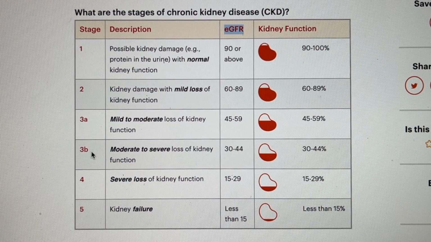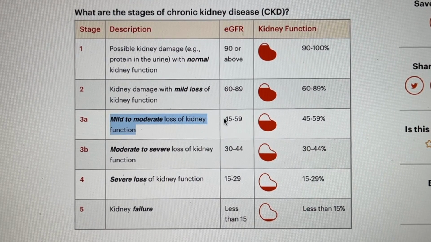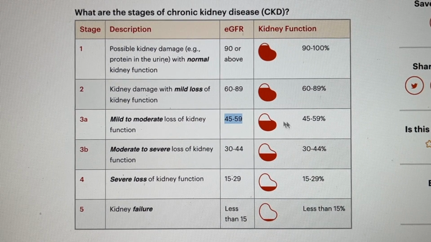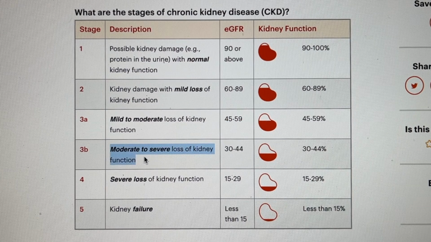Stage number 3, we've got it broken down into 2 categories here. 3A is mild to moderate loss of kidney function. That means the kidneys are able to filter 45 to 59% of the blood that is going through it. And moderate to severe is 30 to 44%. So we've got only a third to less than a half of the function of our kidney.